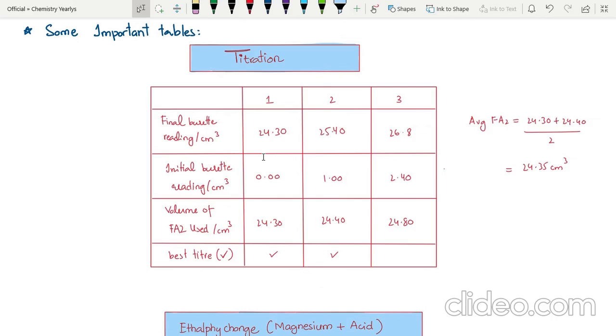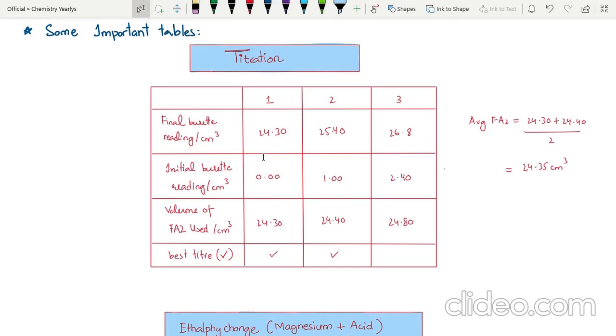In the first row we have to include the final burette reading, because it would be greater than the initial one, and then the initial burette reading, and we also have to include the unit with it. Then write the volume of FA2 used, or any volume; it can be FA3, FA4, it is just a name. FA2 is just a name given to it. Include the volume of FA2 used, or whichever solution is in the burette, and subtract the final minus the initial.